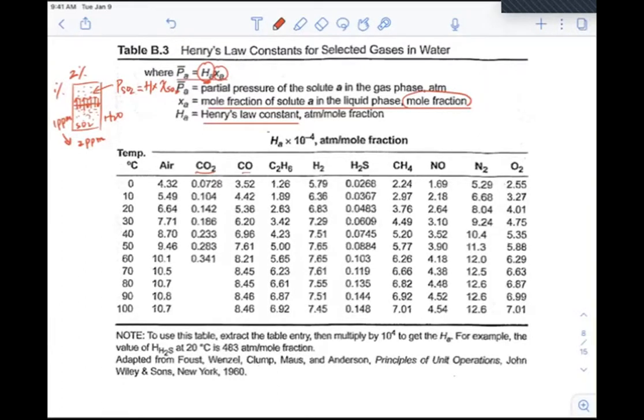You can see that to show these values here, the Henry's law constant is multiplied by 10 to the negative 4. Let's say that for carbon monoxide at 30 Celsius, the Henry's law constant in the table is 6.2. What it really means is that the Henry's constant of carbon monoxide multiplied by 10 to the negative 4 is 6.2. So the actual Henry's constant for carbon monoxide is 6.2 multiplied by 10 to the 4th, and it has a unit of atmosphere per mole fraction.